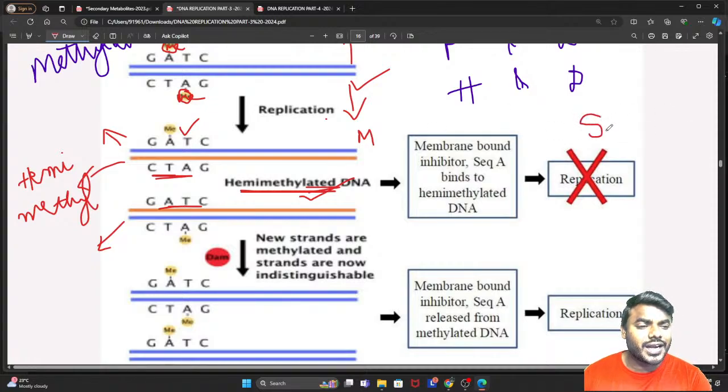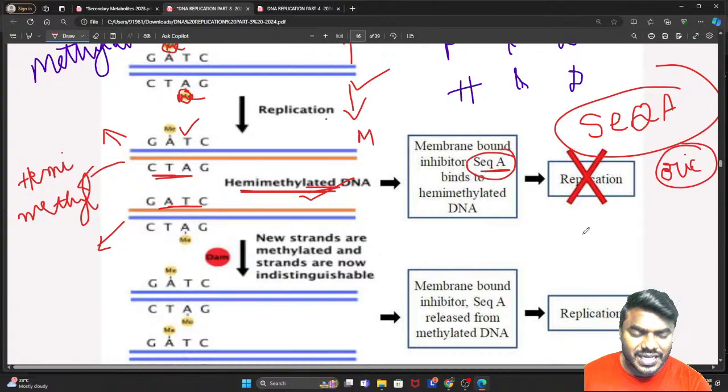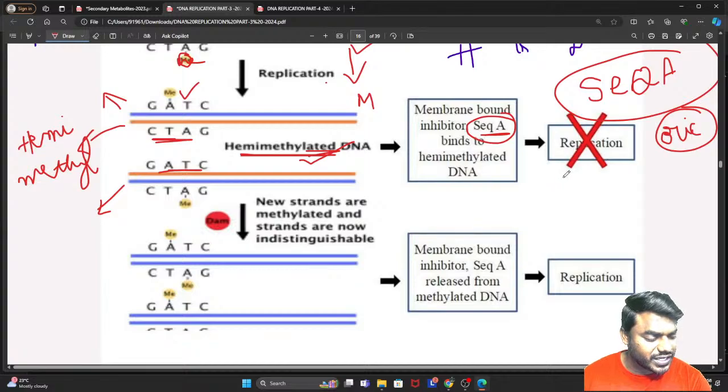there is an important membrane bound inhibitor which we can call SeqA. You can see that a membrane bound inhibitor called SeqA will come and block the ORC. As a result, friends, the second round of initiation never starts very fast.